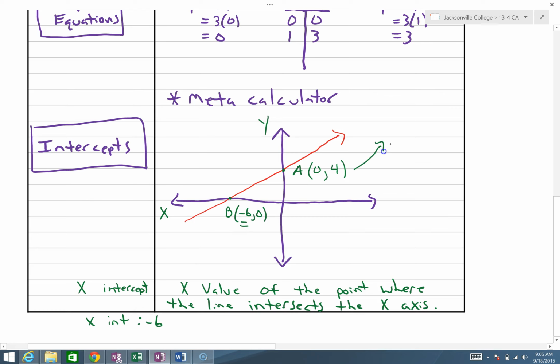Likewise, our y-intercept here is 4. It is the y value of the point where the line crosses over the y-axis. Those are the x and y intercepts.